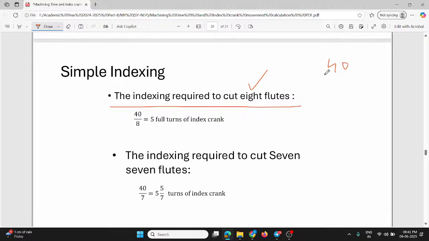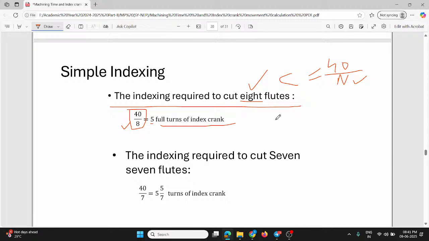As far as simple indexing is concerned, the index crank movement is equal to 40 divided by n. So what is n? That is the equal number of divisions which we require. Here it is mentioned in the numerical that n is 8. So 40 divided by 8 is equal to 5. So you can say 5 full turns of the index crank will be required.